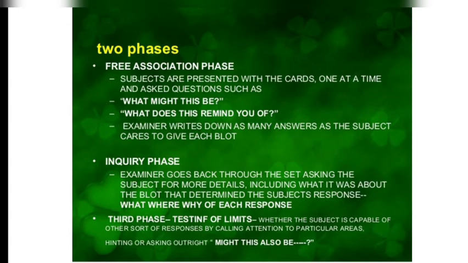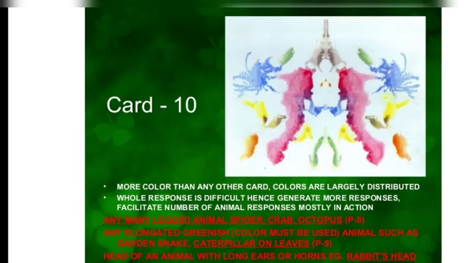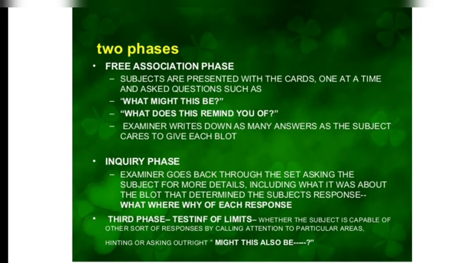Free association phase means the subject is presented with the cards one at a time and asked questions such as what might this be, or what does this remind you of. The examiner writes down as many answers as the subject cares to give. So what will be the question over here? What can you see in this card? And the second question is, what does it remind you of? Then the response is taken.